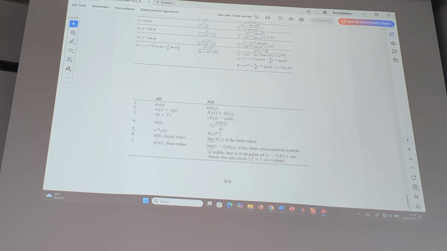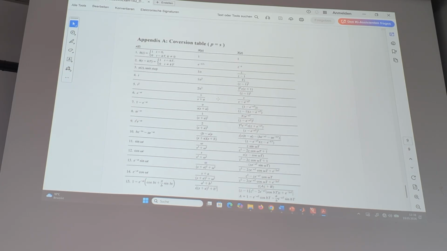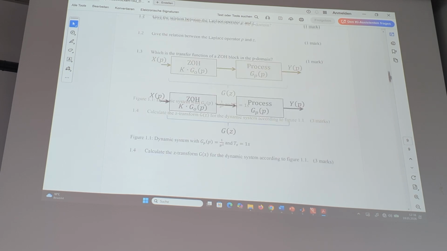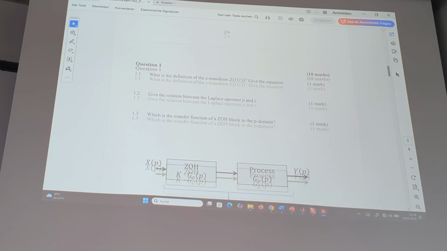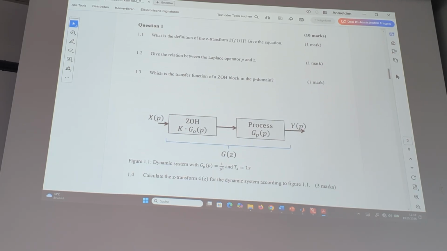Other than that, here are the rules related to the Z domain and time domain. These are also part of this appendix. This is what you will get, and furthermore, you're allowed to use a non-programmable calculator. So that means that you need to know some of the definitions by heart.